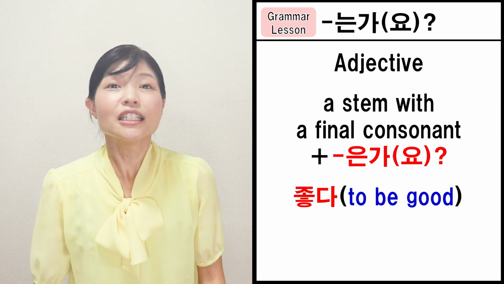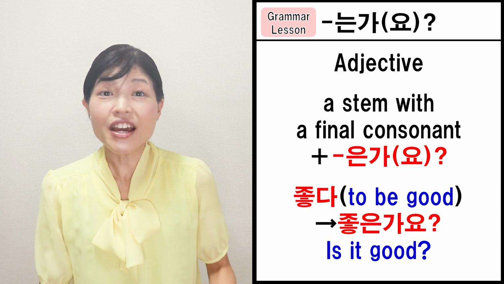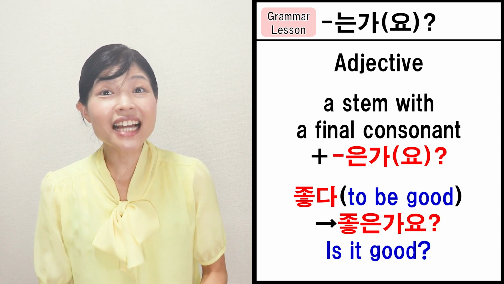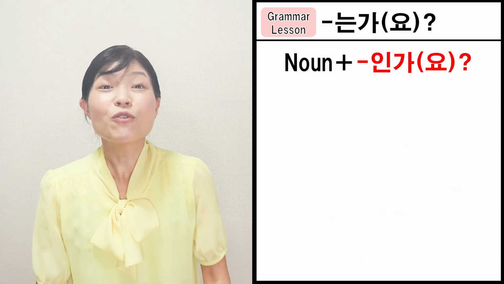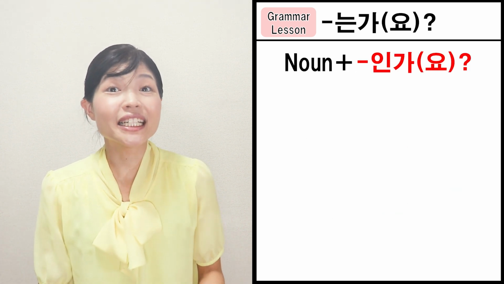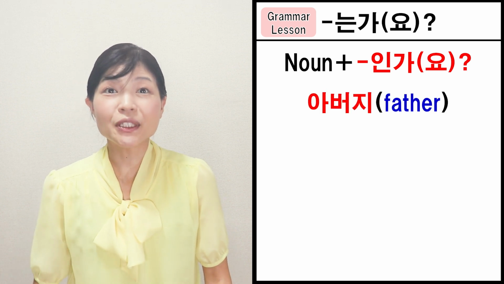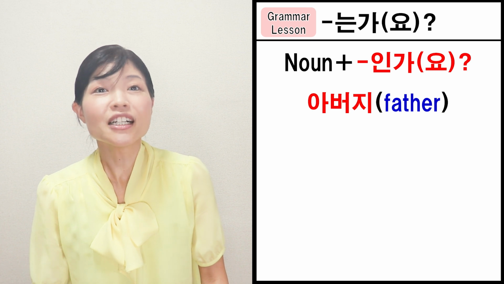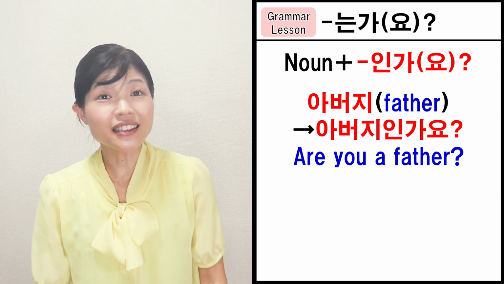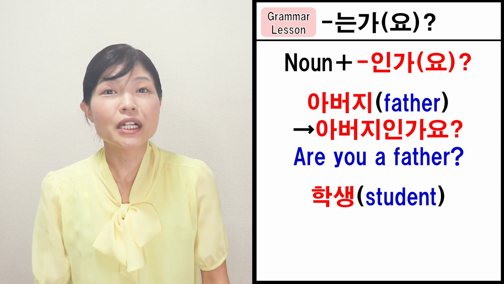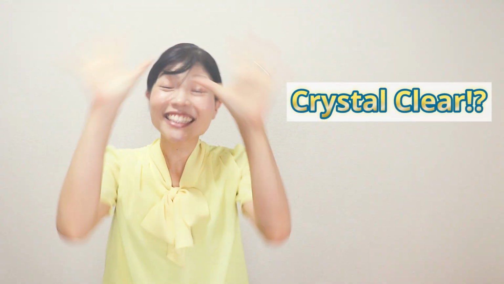For example, 좋다, to be good, has a final consonant. Therefore, you attach 은가요 to make 좋은가요? Is it good? For a noun, you attach 인가요 regardless of a final consonant. For example, 아버지, a father, will be 아버지인가요? Are you a father? 학생, a student, will be 학생인가요? Are you a student? Crystal clear?